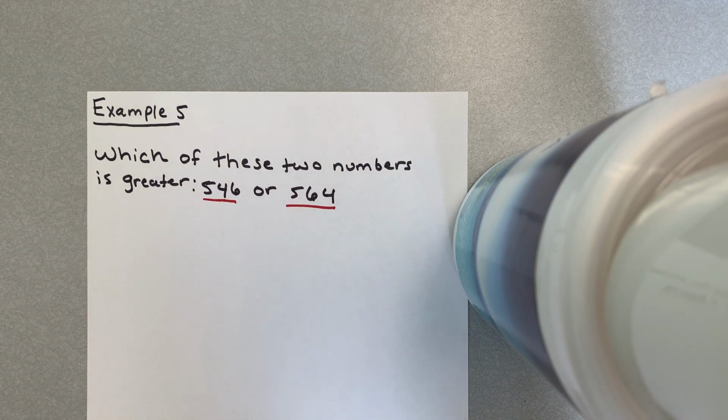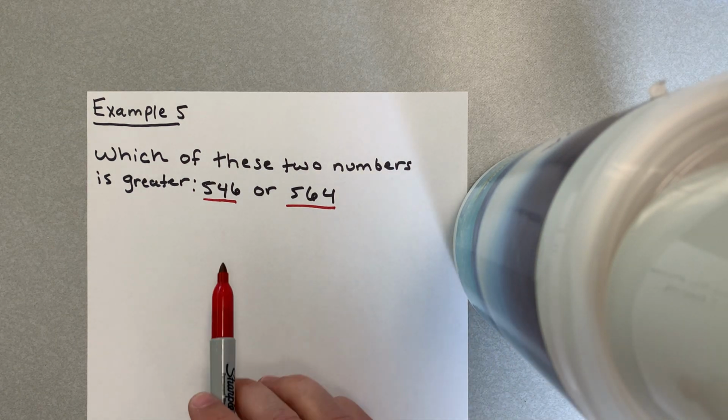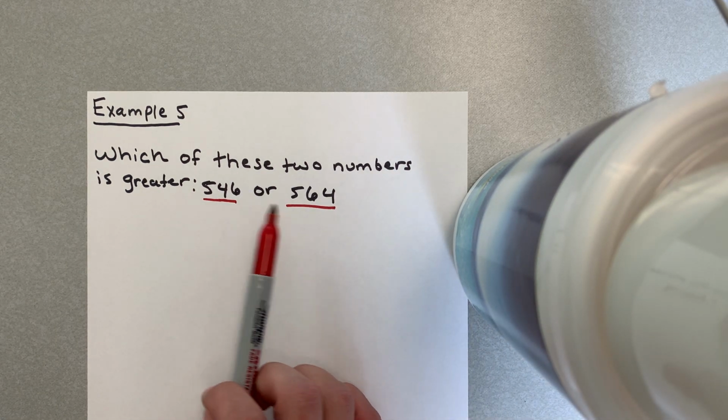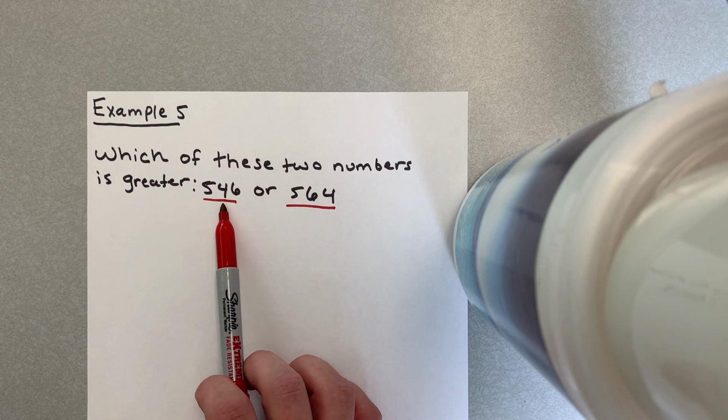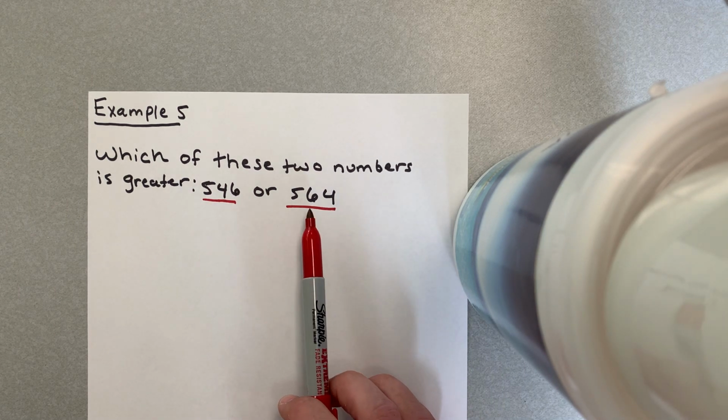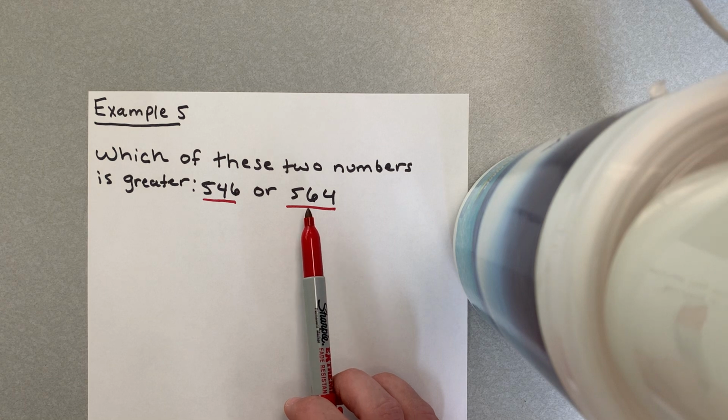Okay, let's look at another example, example 5. Example 5 says, which of these two numbers is greater, 546 or 564? Well, when I'm first given my numbers to compare, fourth grade, I'm first going to my hundreds column, and I see in both hundreds I have a 5. So looking at the hundreds, they're both equal here. But then I'm going to go to my tens column, and I see a 4 in the tens column here, which represents 40, and then I have 6 in my tens column, which represents 60.